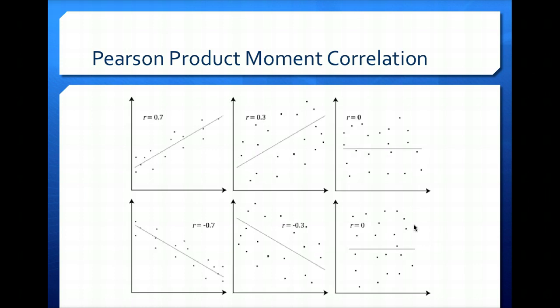When you're looking at the Pearson correlation coefficient, you're looking for that best fit line. And these are examples of different best fit lines. So no correlation, negative, negative, positive, positive. Close enough to positive. It's kind of scattered.